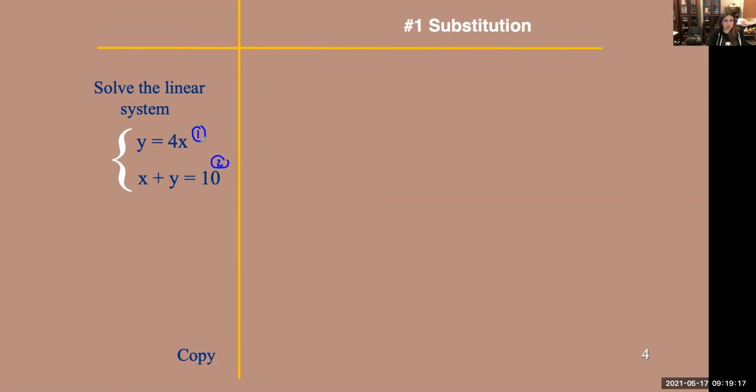So again, looking at both of these equations, we have 1 and we have 2. One of these is already solved. What does that mean by solved? It means that it already has y equals or x equals in the front. So seeing here, our question 1 is going to be like this.